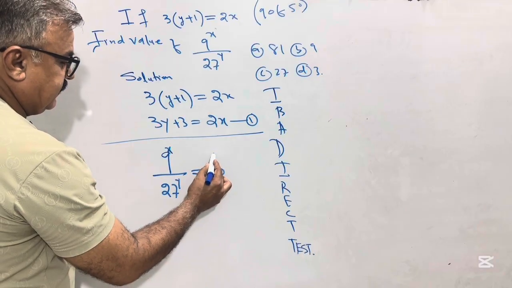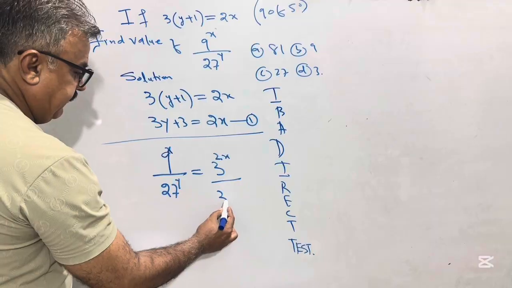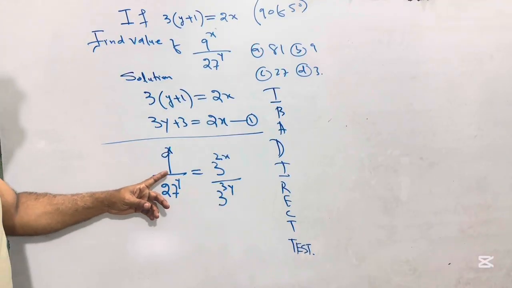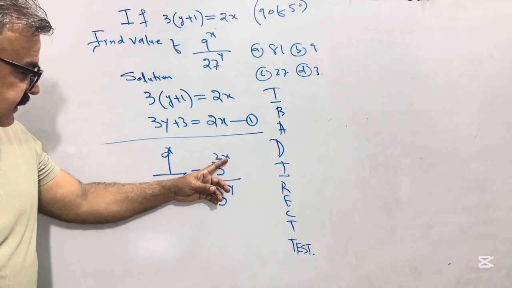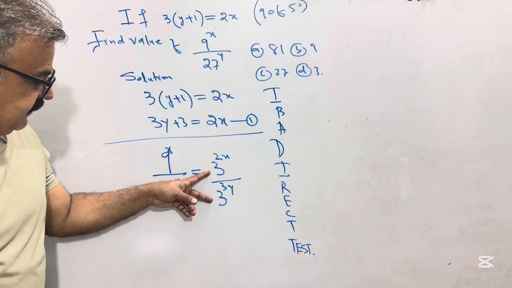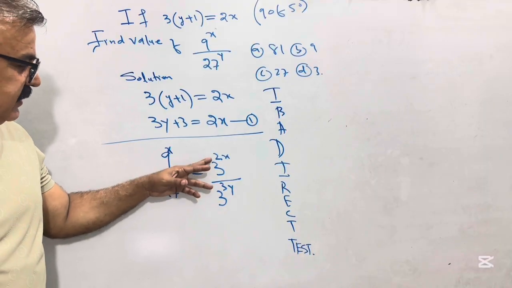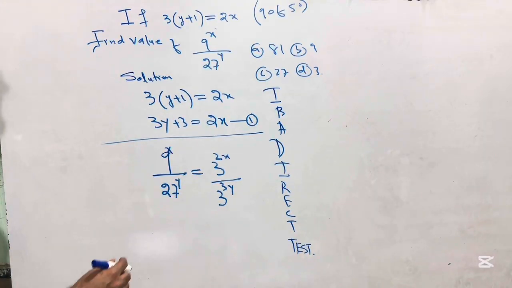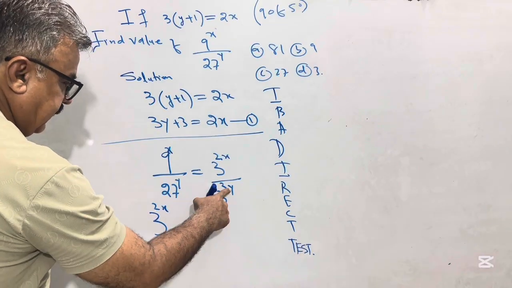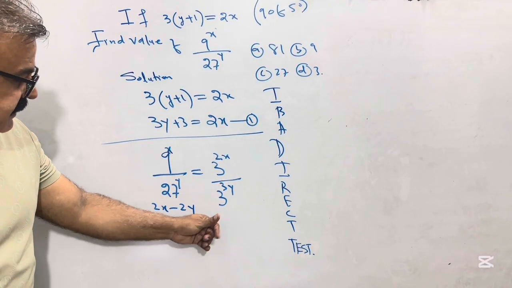9 can be written as 3 squared, so 3 squared raised to x, while 27 can be written as 3 cubed, so 3 cubed raised to y. Look, instead of 9 I have written 3 squared to the x, instead of 27, 3 cubed to the y. Bases are same, they are in division. We can subtract either 2x from 3y or 3y from 2x as the situation permits. Let me subtract this one from here. I can write 3 raised to 2x minus 3y. Bases are same. I have subtracted lower power from upper.